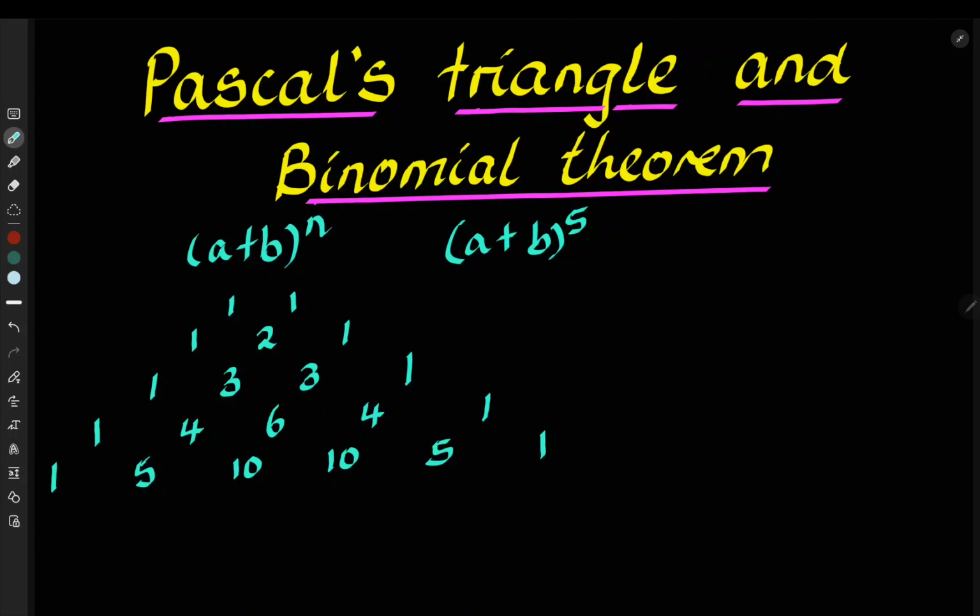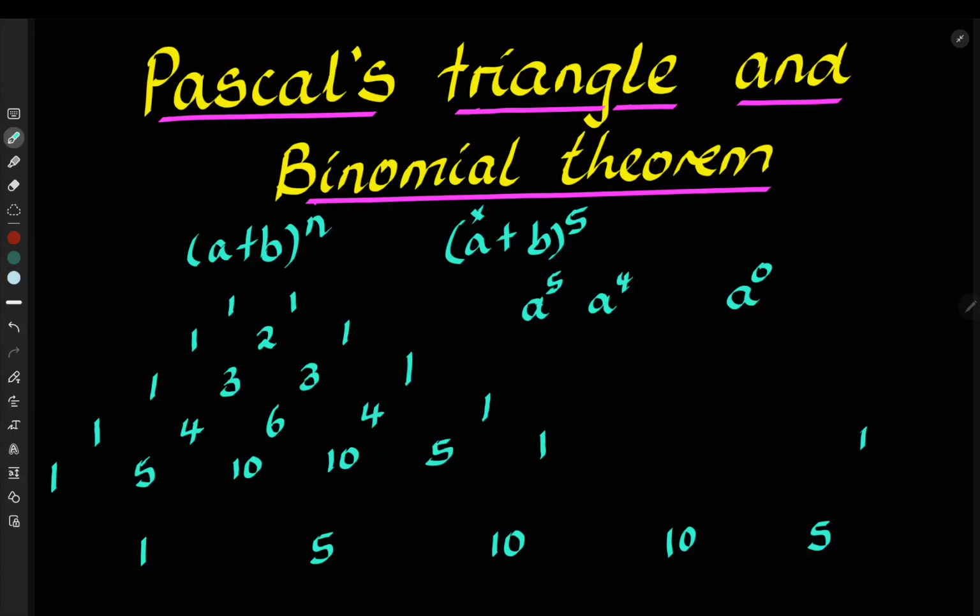So you would first write all your coefficients: 1, then 5, then 10, then another 10, a 5, and a 1. This is how you expand this expression. The a, which is at the beginning, has powers that go in descending order. You start with a to the power 5, going to a to the power 4, until you reach a to the power 0, writing them from left to right.